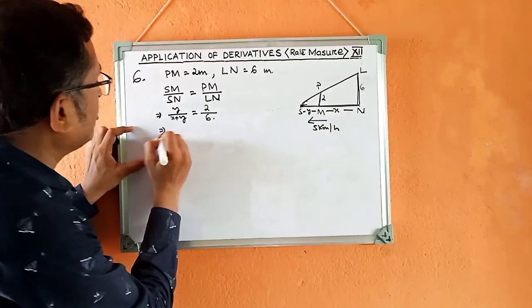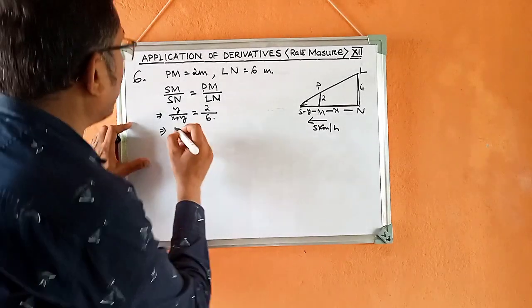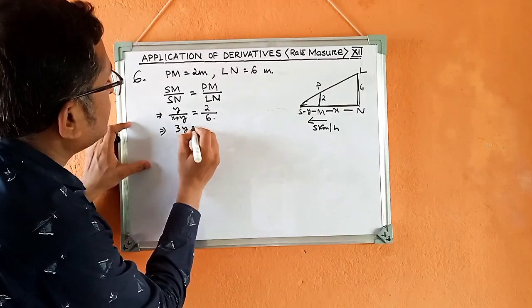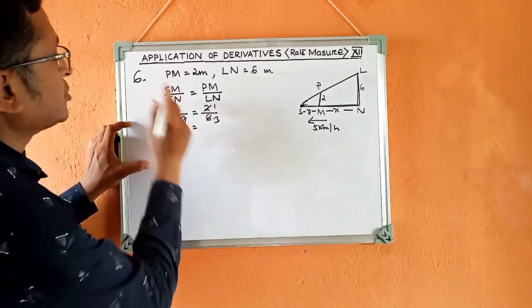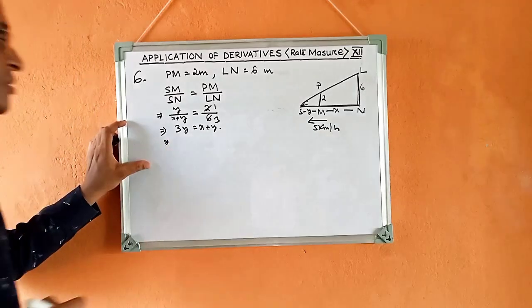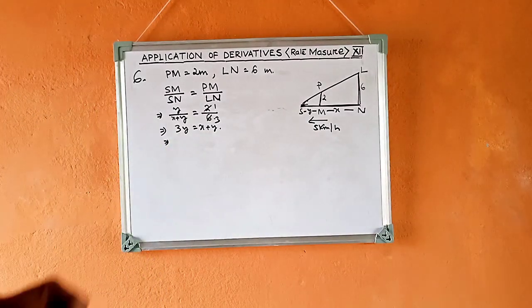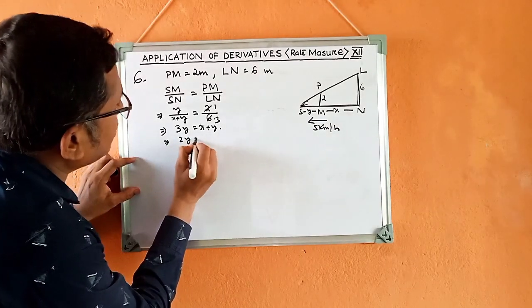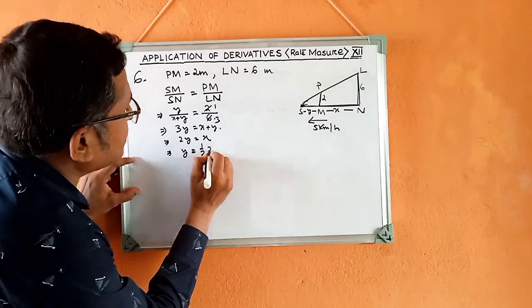Now do the cross multiplication. Here it is 1 by 3. So 3y equal to X plus Y, or 2y equal to X, or y equal to 1 by 2 x.